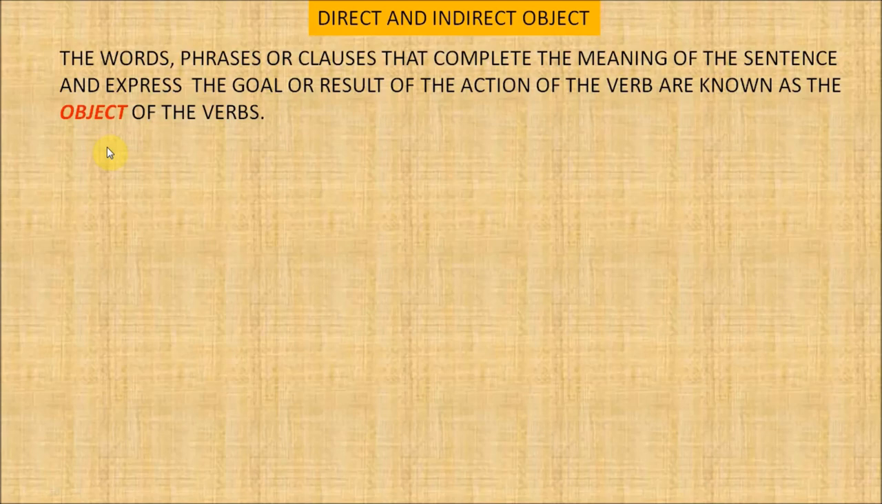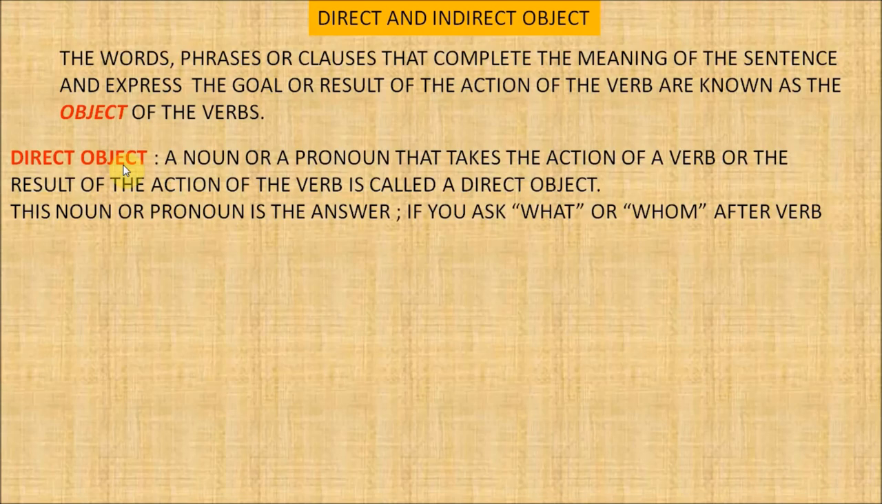First, direct object. What is direct object? A noun or pronoun that takes the action of the verb or the result of the action of the verb is called direct object. This noun or pronoun is the answer if you ask what or whom after the verb. So, in order to find out the direct object, you have to ask what or whom after the verb.